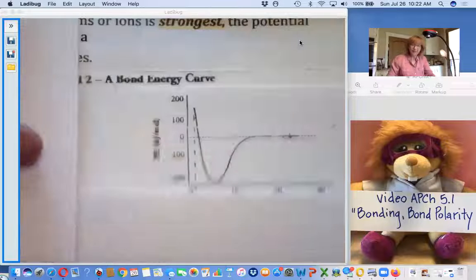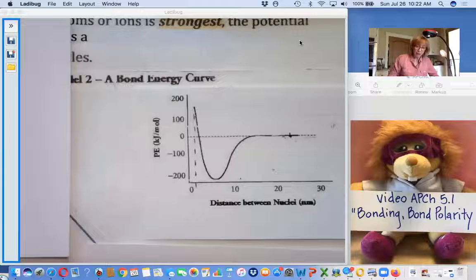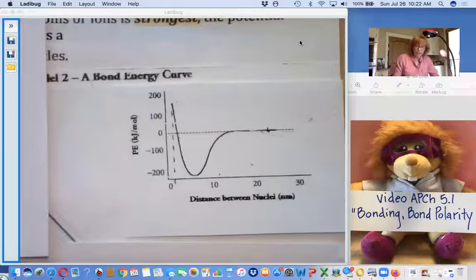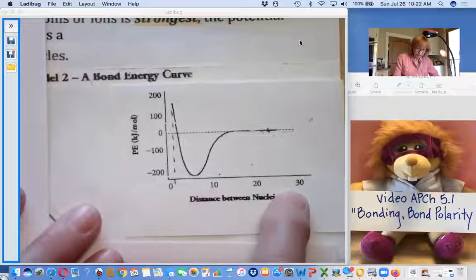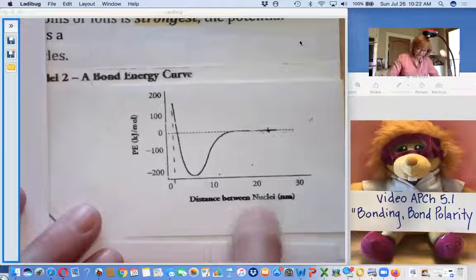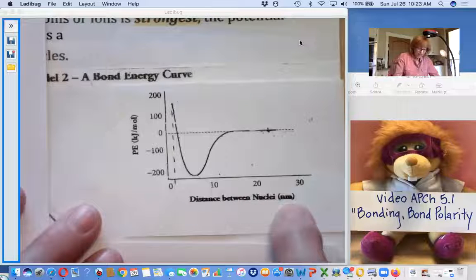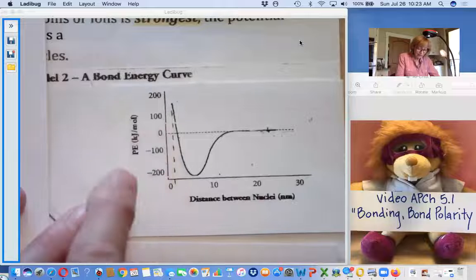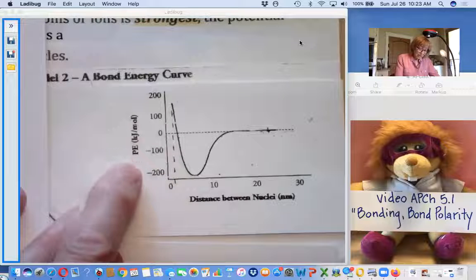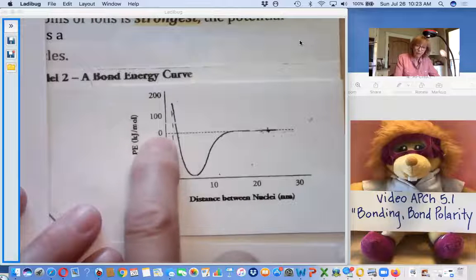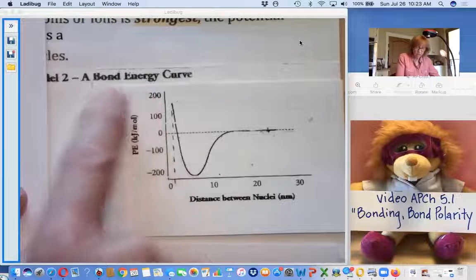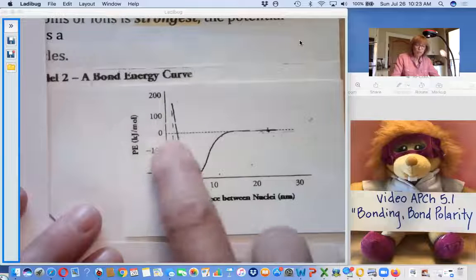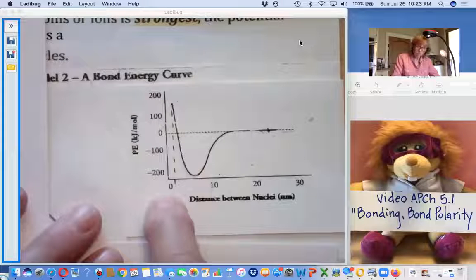So next, let's consider this bond energy curve. Take a moment to orient yourself to what it's showing us. The x-axis is labeled distance between nuclei, and that's in nanometers. And the y-axis shows potential energy. And the potential energy is 0 right here in the middle.